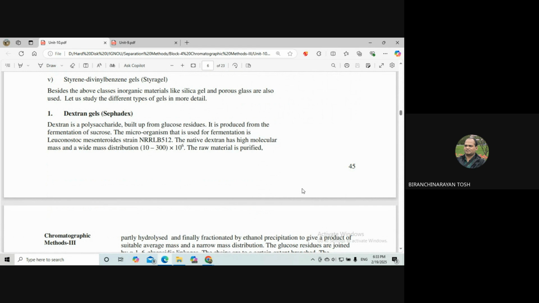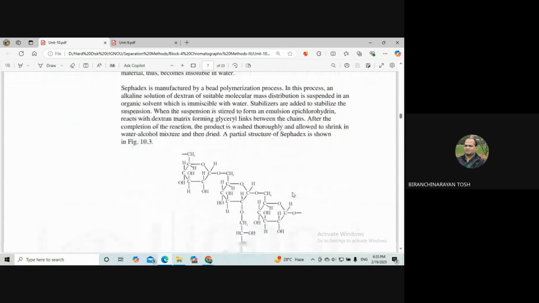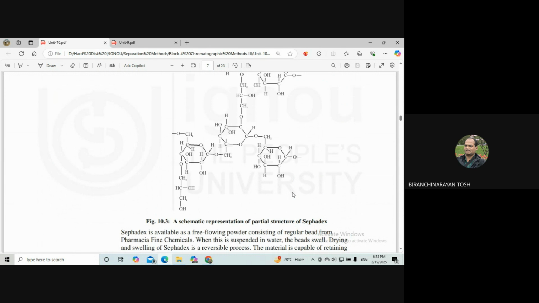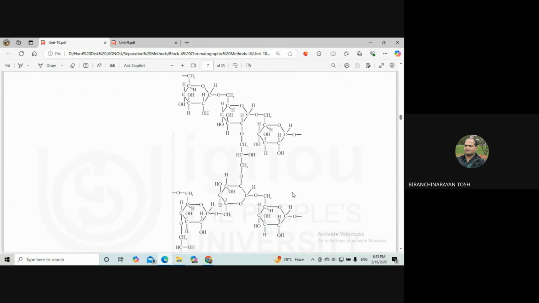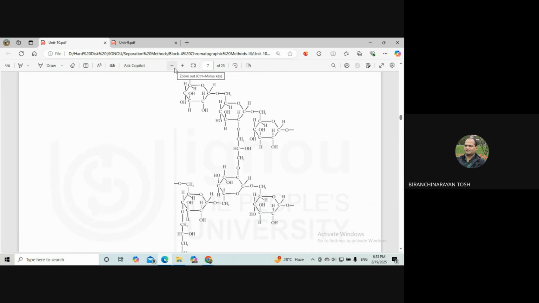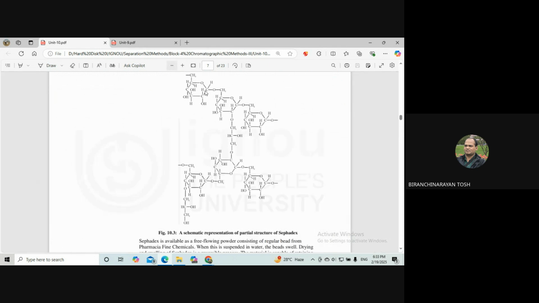The first one, the dextran gels or Sephadex. Dextran is a polysaccharide built from glucose residues. The structure is given here, structure of Sephadex. So it is a polysaccharide built up from glucose residue. It is produced from the fermentation of sucrose.